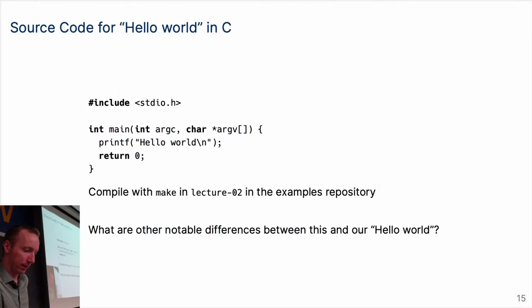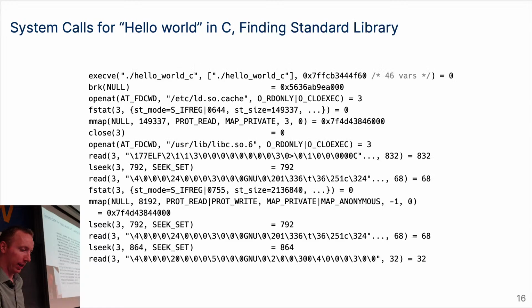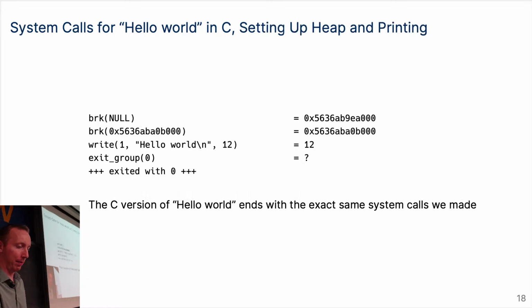So we did that. Basically it finds the standard library, loads the standard library, then it sets up the heap and then prints the values for us, right? But at the end of the day, the only 2 system calls that actually matter are the write and the exit group.